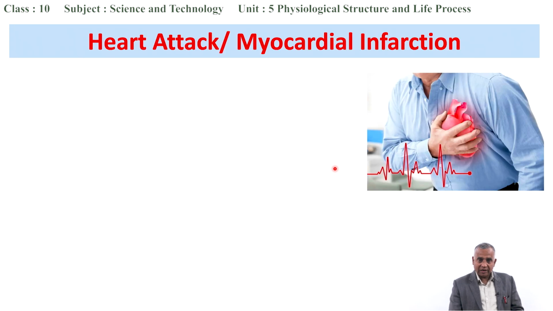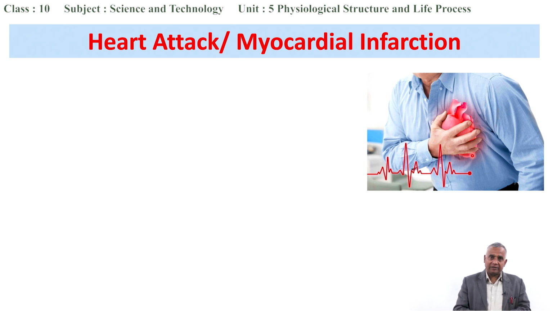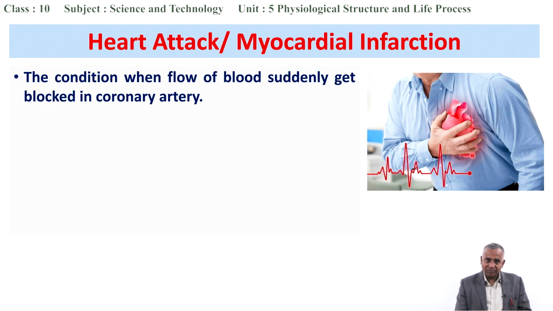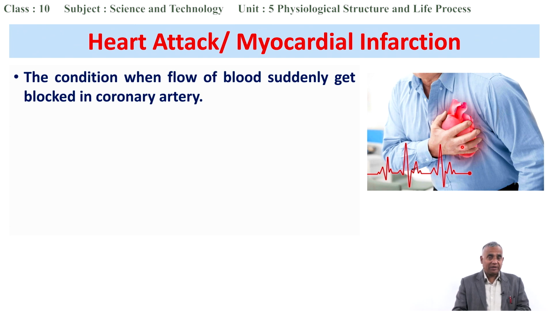In the next diagram, the person is showing the heart that is inside the body but shown outwards, just symbolic. Here it is shown that the person is suffering with heart attack. What happens in it? This condition comes when the flow of blood suddenly gets blocked in the coronary artery. You were told about the coronary artery, which supplies blood to the tissues of the heart.